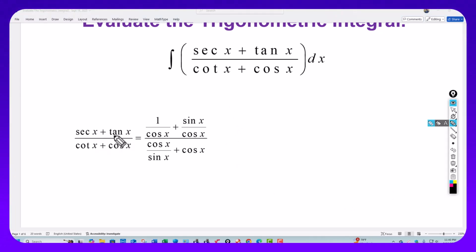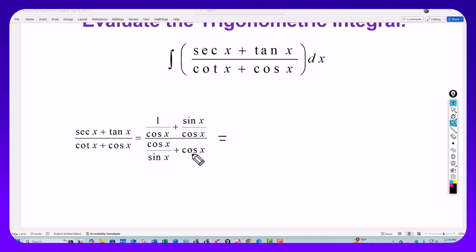So just like when you're doing trig identities, confirming or establishing them, if you don't know where to start, just convert everything to secant or to cosine and sine if possible. So on this one, secant of x and cosine are reciprocals, so I can write secant as 1 over cosine of x. Tangent is sine of x over cosine of x, a basic identity. Cotangent is cosine of x over sine of x. And the cosine is already in terms of cosine.